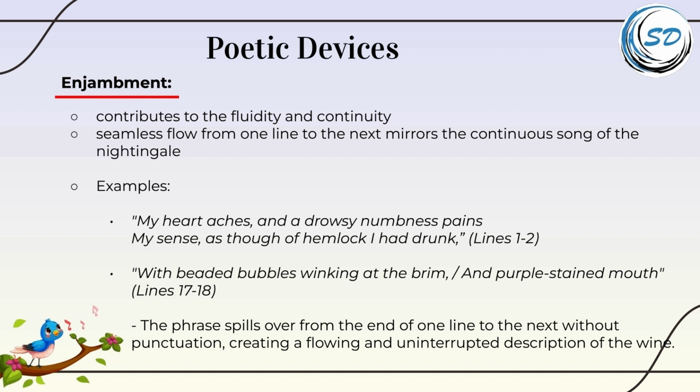Enjambment, a favorite of Keats, contributes to the fluidity and continuity of his verses. He lets sentences and phrases flow seamlessly from one line to the next without punctuation, mirroring the continuous song of the nightingale. This technique invites us to become fully immersed in the poet's thoughts and emotions. Let's see an example. In lines 17 and 18, the phrase spills over from the end of one line to the next without punctuation, creating a flowing and uninterrupted description of the wine.